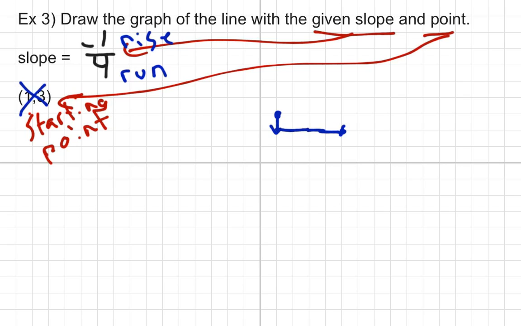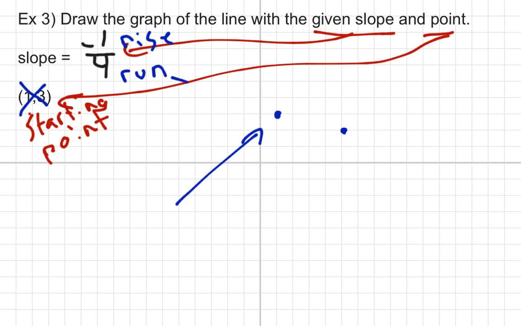Okay, so again, I'm going to get rid of my little lines. But if I went down 1 and over 4, like I just showed you, those are the 2 points that I'm going to get. Again, this was my starting point, and then the new one is my ending point.